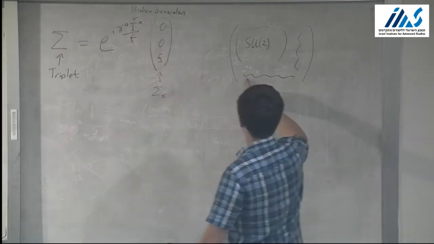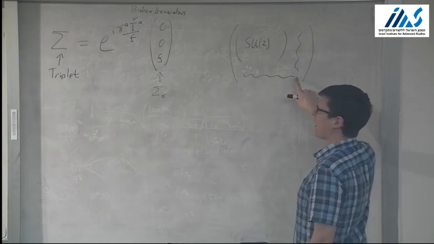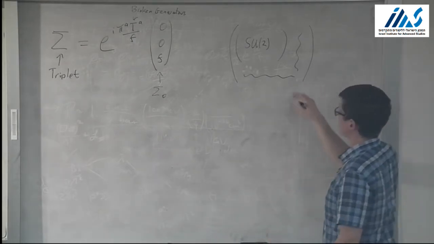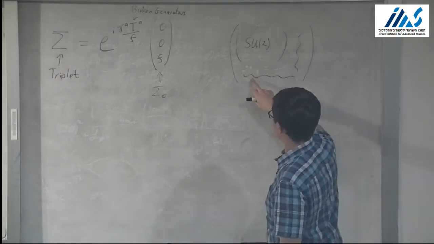So these generators are just these guys here. The singlet was the one who lived here, but I said we can forget about him to a good approximation, so let's forget about him. So now the generators are just these matrices here.